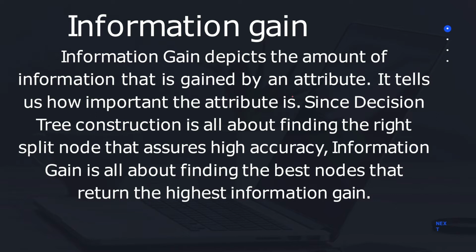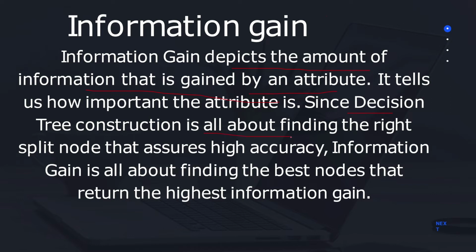Now we have another parameter after Gini impurity: information gain. In a decision tree, we tend to maximize information gain and minimize entropy. So what is information gain? Information gain depicts the amount of information that is gained from an attribute. It tells us how important the attribute is. So information gain defines the importance of a certain attribute in the dataset.